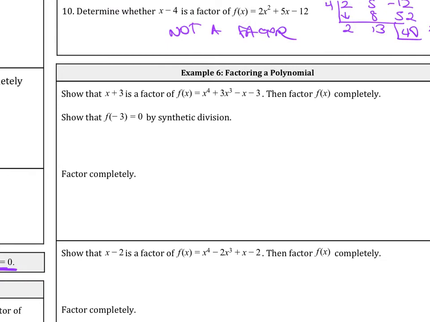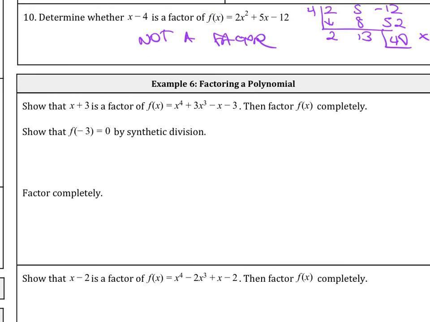So what we're going to do is use the factor theorem, and we're going to factor a polynomial. We're going to show that x plus 3 is a factor of f of x equals x to the fourth plus 3x cubed minus x minus 3. Then we're going to factor it completely. So this is no trick. We're going to show that this is a factor of this polynomial, then we factor it completely.